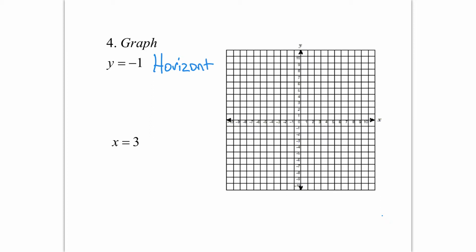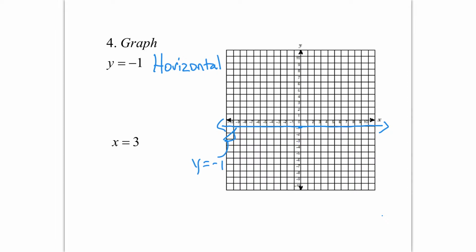When you graph it, you are going to go to that number on the y-axis. So on the y-axis, the negative 1 is right here. So I'm just going to make a point right there. And you make a horizontal line from left to right. That's what's horizontal, going through that point. So this blue line right here is y equals negative 1.